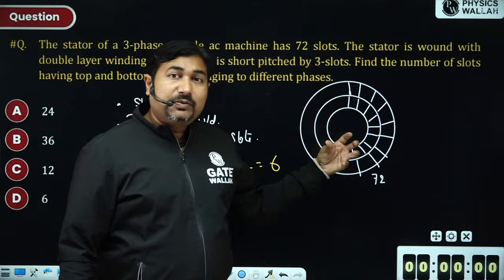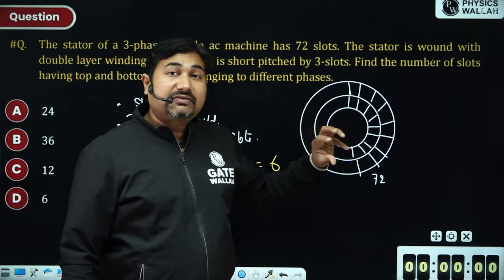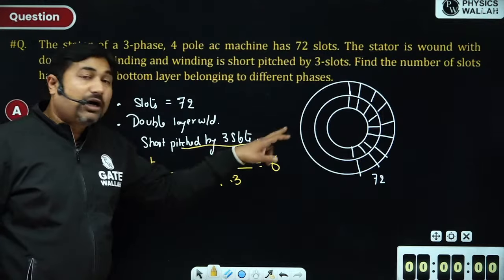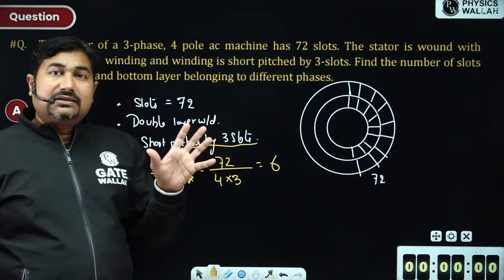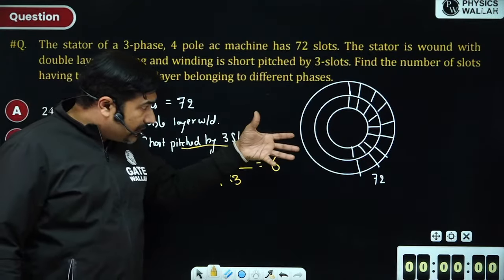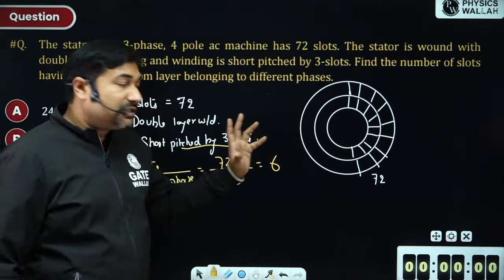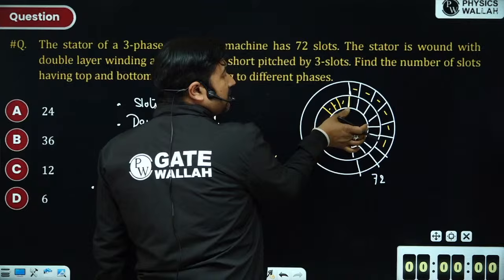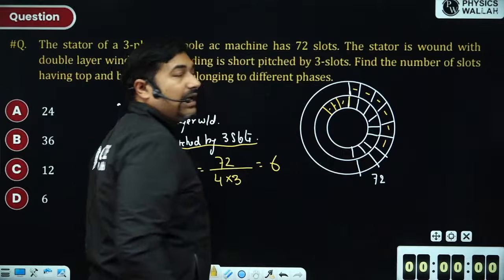The inner clock needs to be rotated in an anti-clockwise direction by as many slots as the winding is short pitched. So it is short pitched by 3 slots. If you rotate anti-clockwise by 3 slots, what happens? If these 3 slots are shifted here, 1, 2, 3, then out of 6 slots, 1, 2, 3, 4, 5, 6, the 3 slots belong to different phases. Because the inner layer is shifted in the anti-clockwise direction.